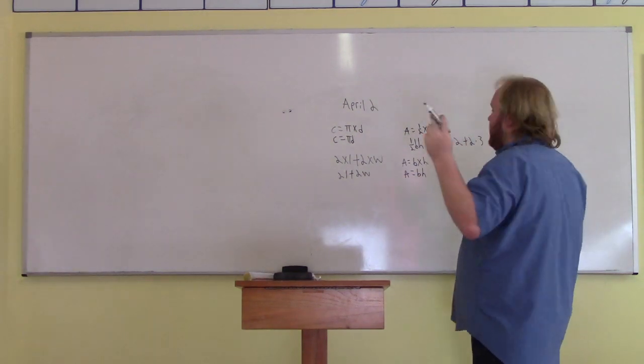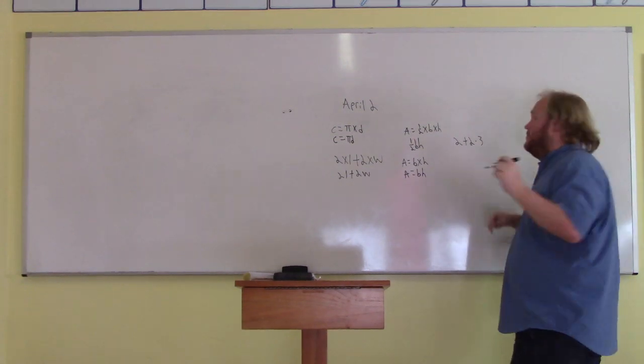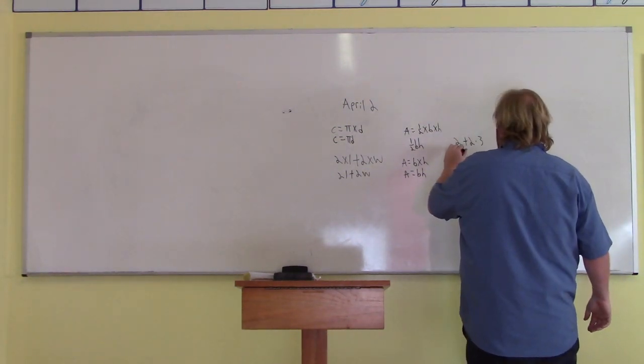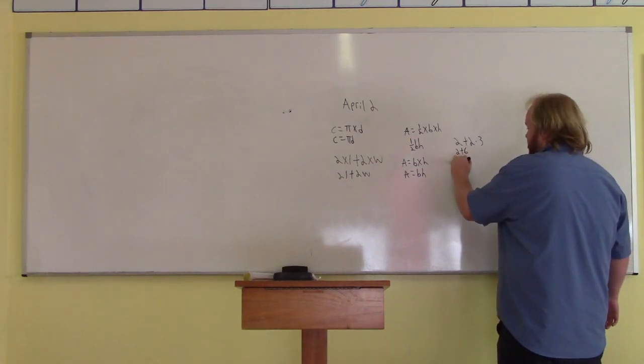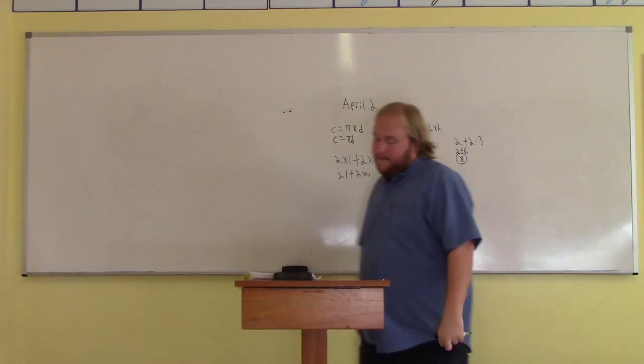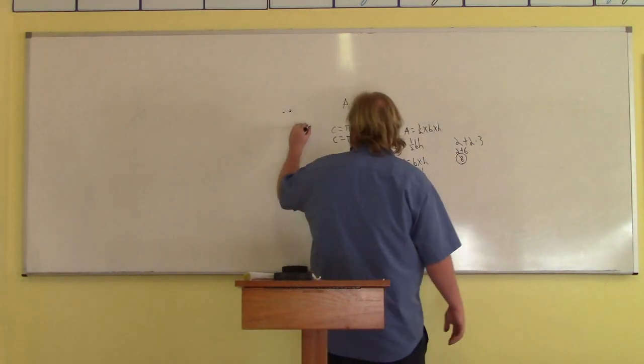What do we do first? Remember PEMDAS: parentheses, exponents, multiplication. So 2 times 3, that's right, 6. So 2 plus 6 simplifies down to 8. That's right.